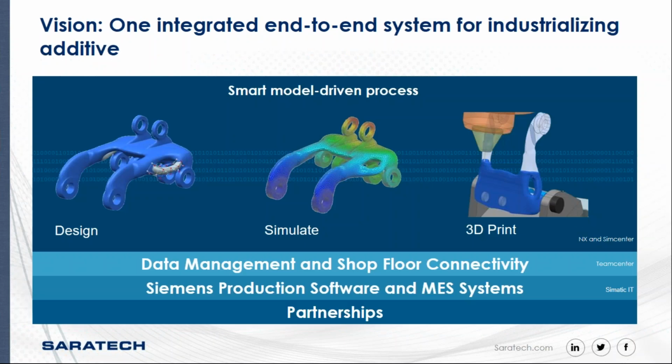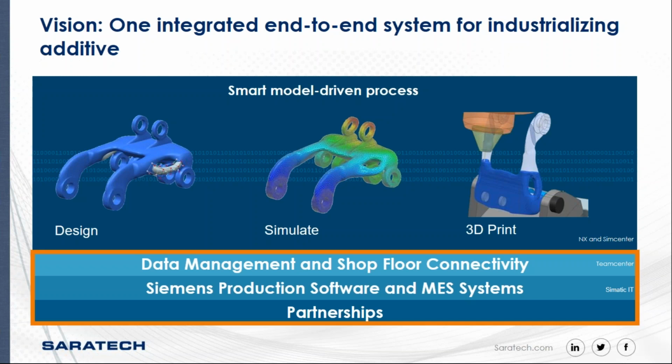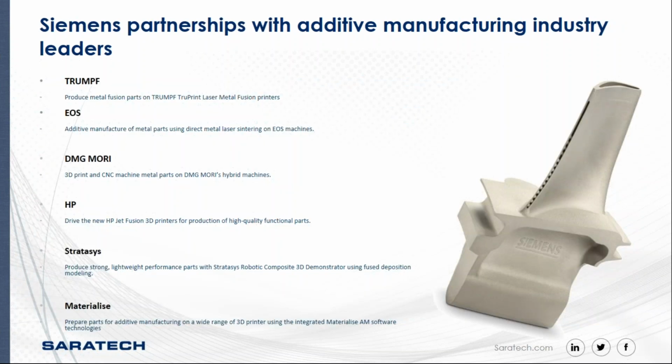So now that we went through the smart model driven process, we've done design, simulate, 3D print, and partnerships. These are the different partnerships that we have with the additive manufacturing industry. We have partnered with Trumpf, EOS, DMG Mori, HP, Stratus, and Materialise. These are all printers or machine builders that we've partnered with to be able to program those machines out of NX, out of the box, with no special add-ins.